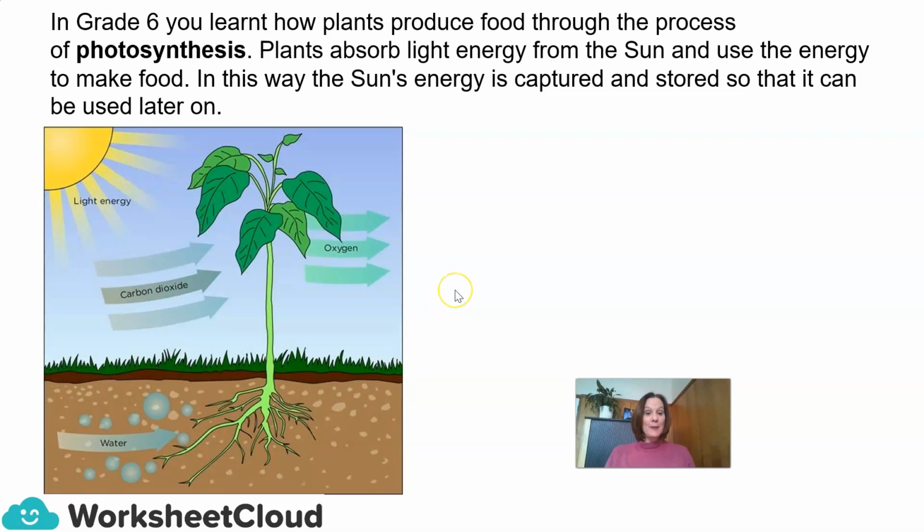So, a lesson from Grade 6: how plants produce food through the process of photosynthesis. Plants take light energy from the sun and make food. In this way, the sun's energy is captured and stored so that it can be used later on. And you must all surely remember this diagram from Grade 6. Water, carbon dioxide, and energy, as well as nutrients from the soil, provide us with glucose, sugars, and oxygen.